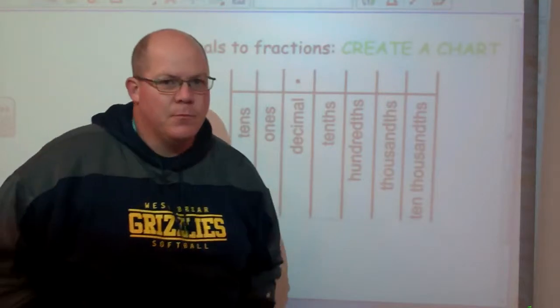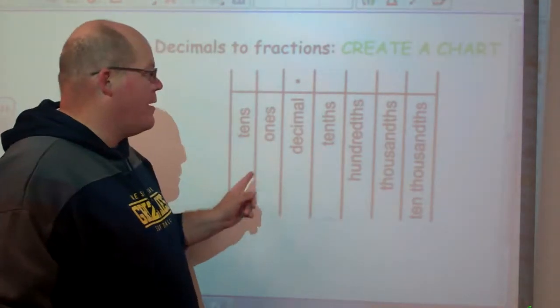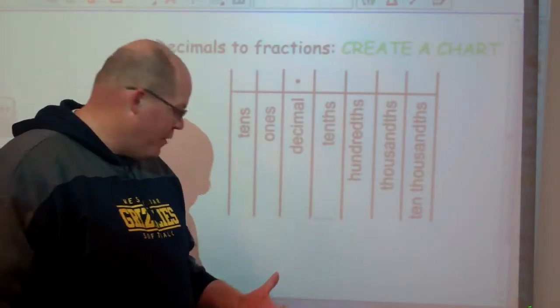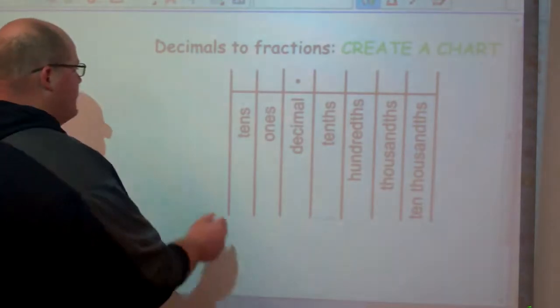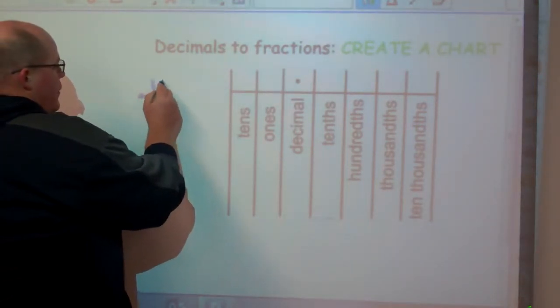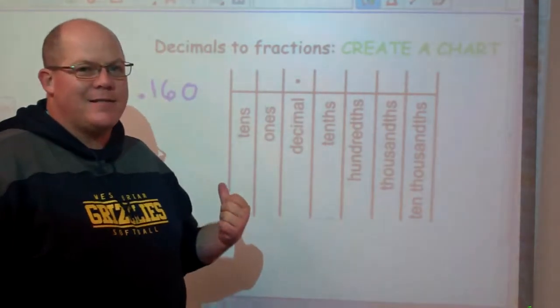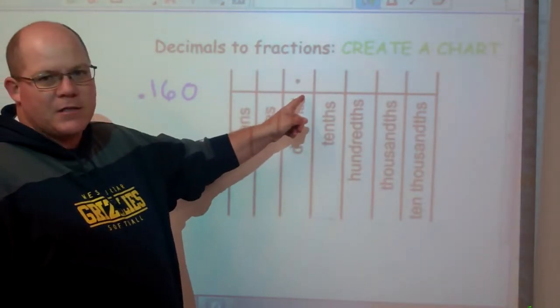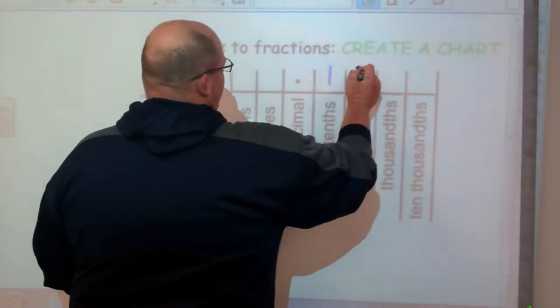We'll begin with decimals to fractions. My best suggestion is to begin by creating this chart. Now, once you have the chart, let me give you an example. Let's say that we have a decimal, okay? 0.160. I'm going to take that decimal and put it in the chart. So here's my decimal, here's my decimal. I'm going to put in that 160.